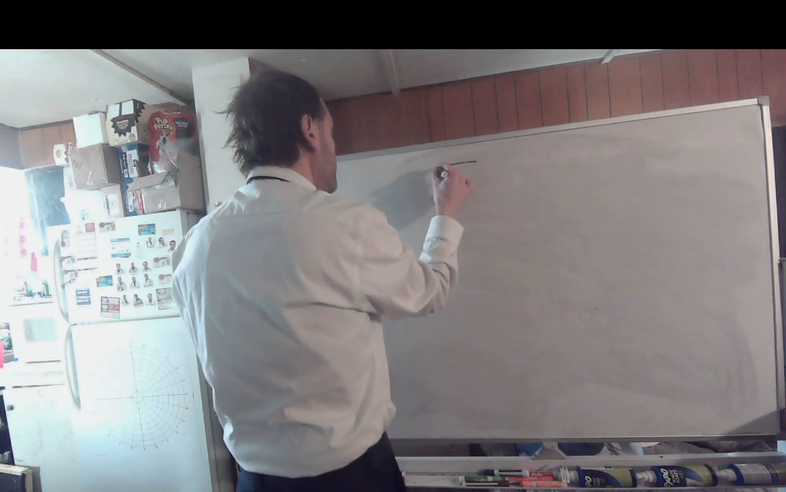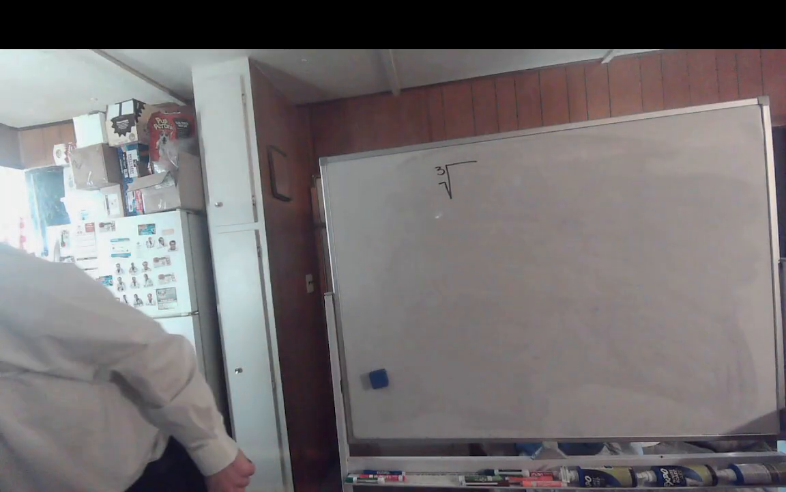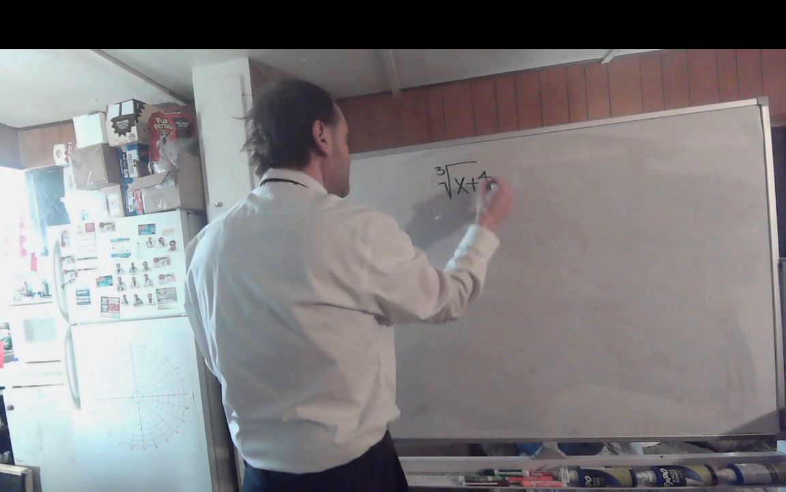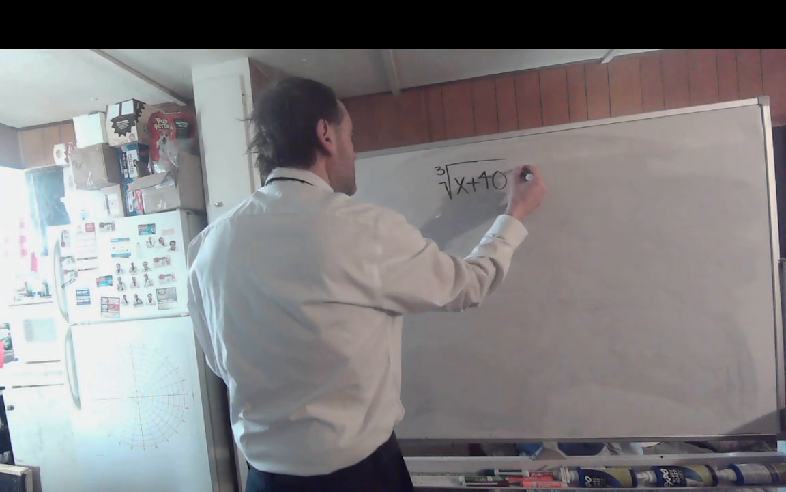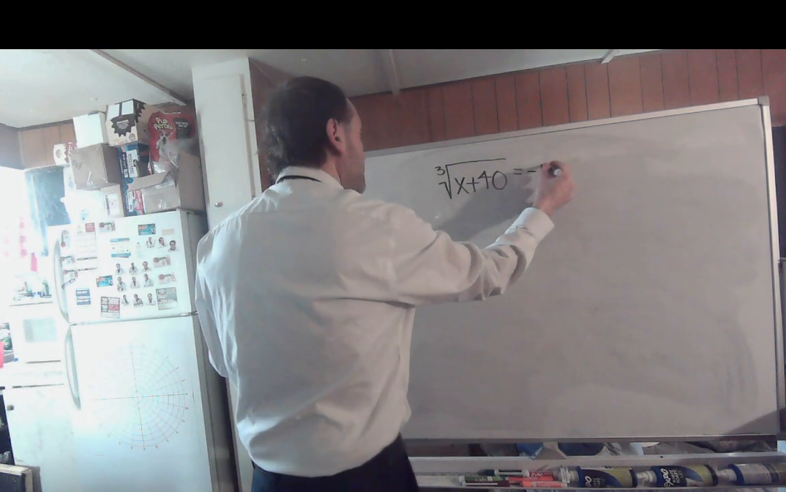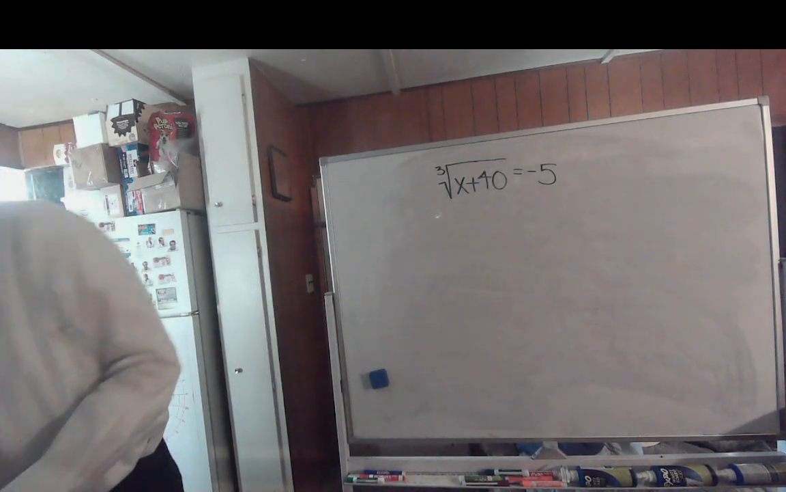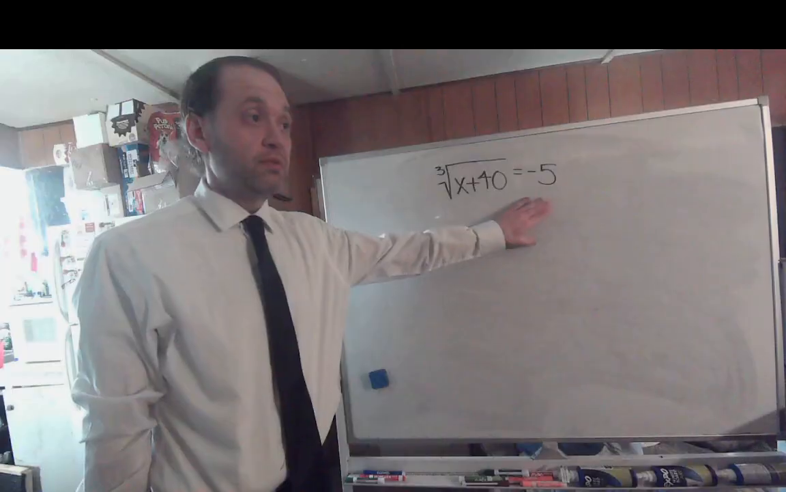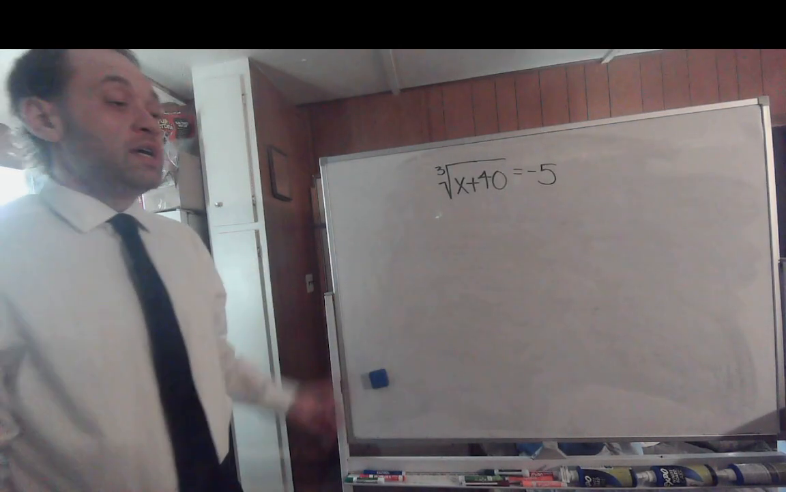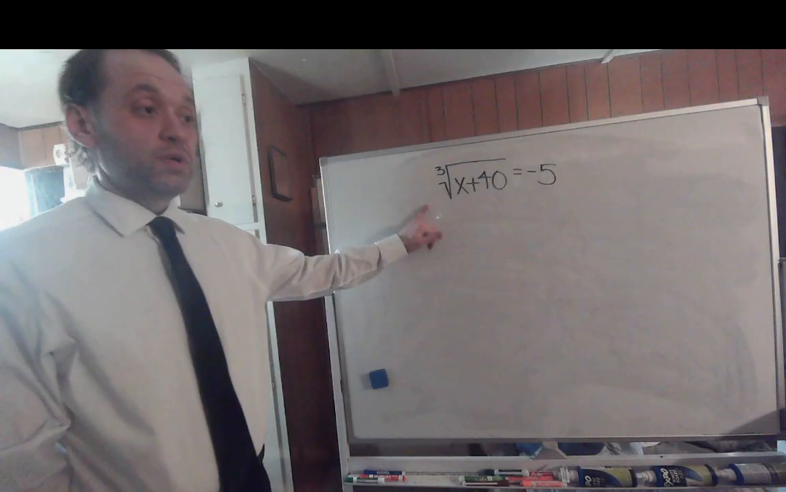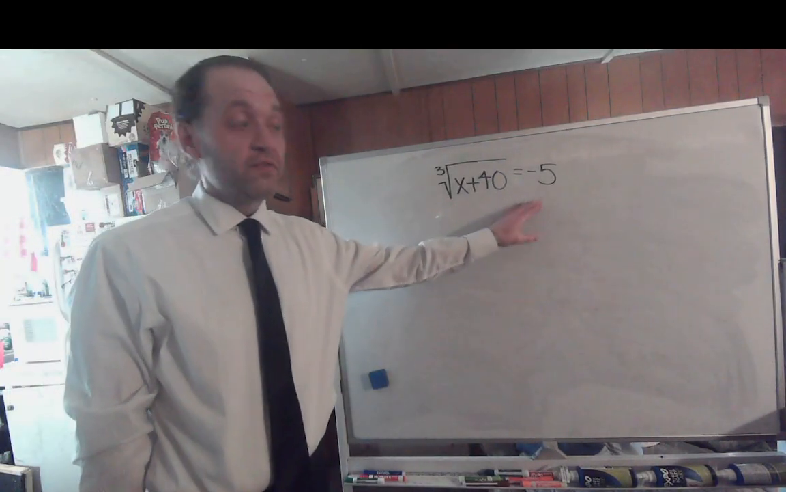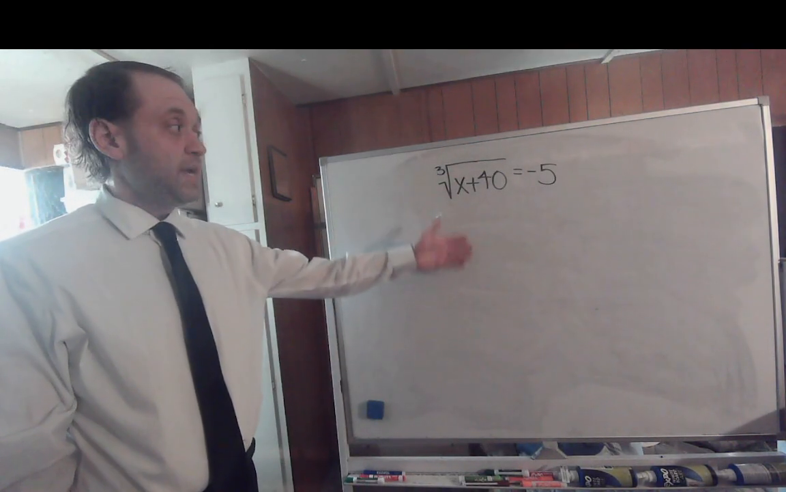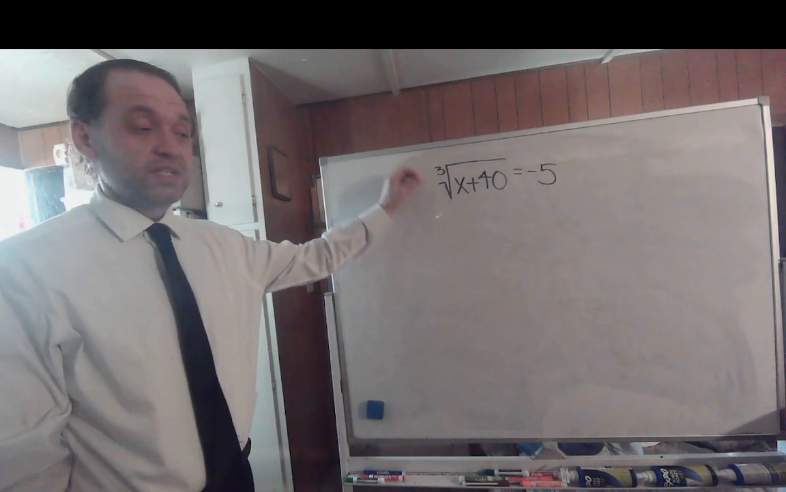Alright, now we have a cube root of x plus 40 equals -5. So we have the cube root of x plus 40 equals -5. Since this is an odd power root, it is possible to have a negative number for your answer. So basically the domain of x is all real numbers since this is an odd power root.